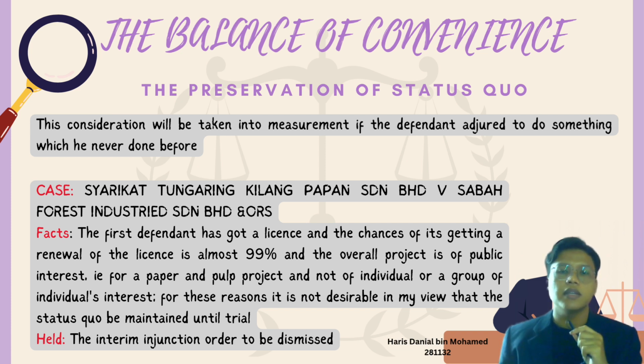This can be seen in the Malaysian case of Syarikat Tunggaring Kilang Papan versus Sabah Forest, where the defendant's activity of logging is for the purpose of public interest in producing papers, and the defendant had worked half the allowed acres of the forest despite the refusal to get a license, when the progress to renew the logging license is at 99%.